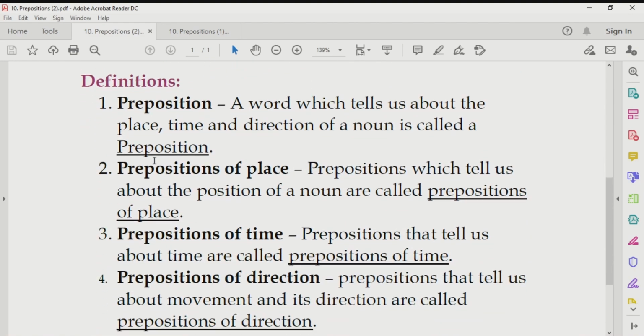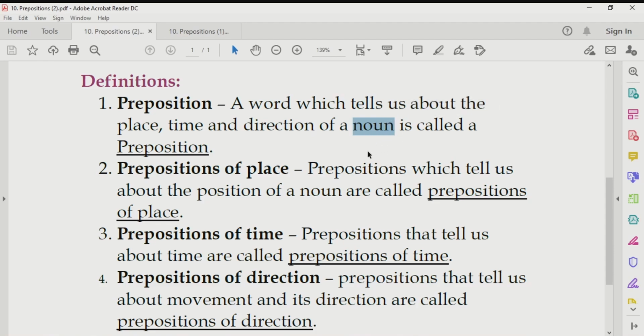The first definition, preposition. A word which tells us about the place, time and direction of a noun is called a preposition. And you can see in the word itself we have position. And you know the meaning of the word position is place or jagah. The place or the time or the direction of a noun.